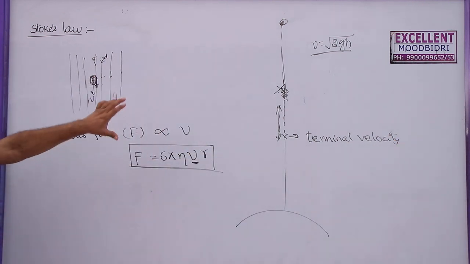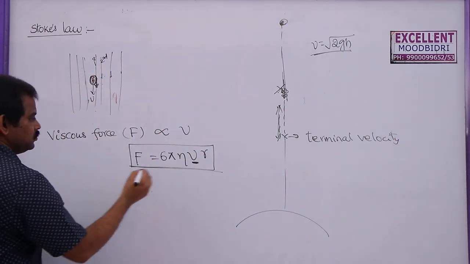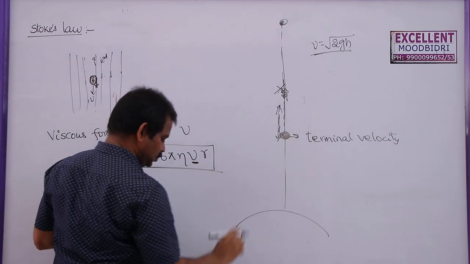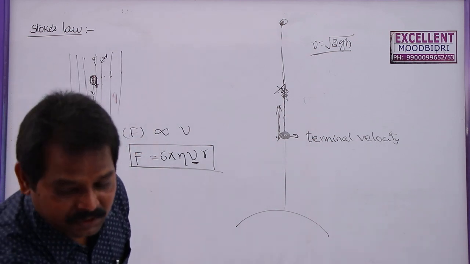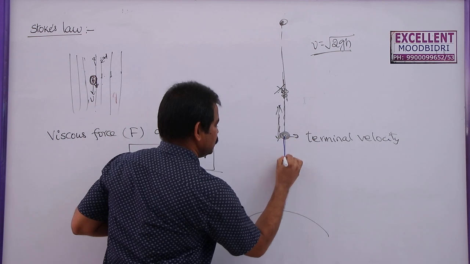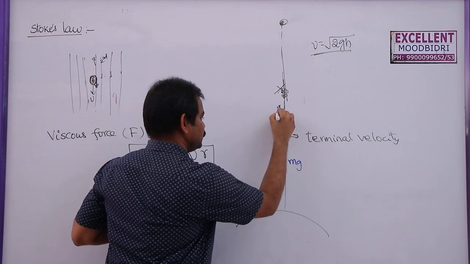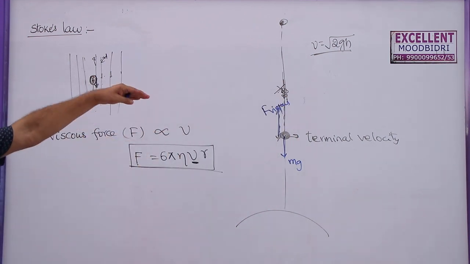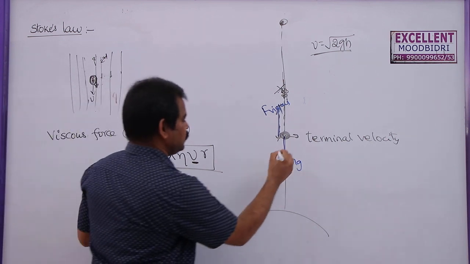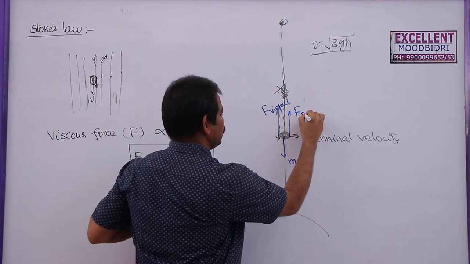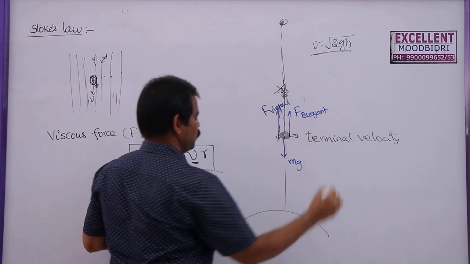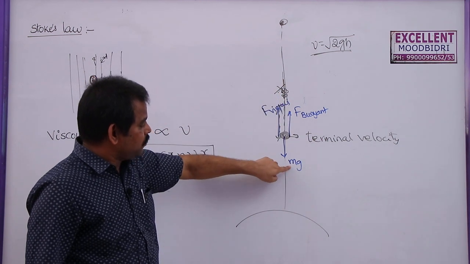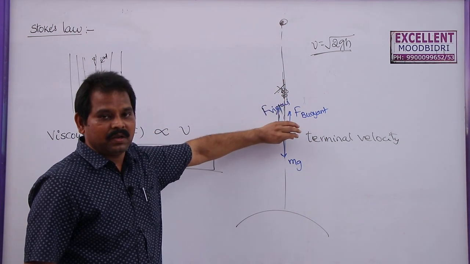Now, how do we find the terminal velocity of a raindrop in air? When it is falling, what are the forces acting on the raindrop? The first is the weight of the raindrop, mg, acting vertically downwards. The viscous force F is acting upwards. Also, as it is falling through air, a buoyancy force, the buoyant force, will also act upwards. If the sum of these two forces is exactly equal to the weight of the body, then the net force experienced by the raindrop will become 0.